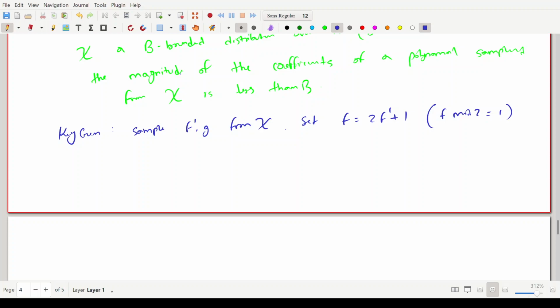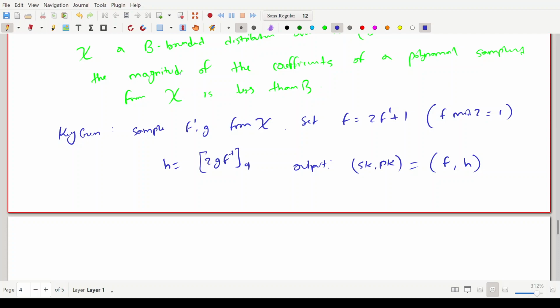Okay, and set h equal to 2g f inverse modulo q. This is your h. And what is the output? Output means what is your secret key and public key? Your secret key is this f and public key is h. Okay, it was very simple.